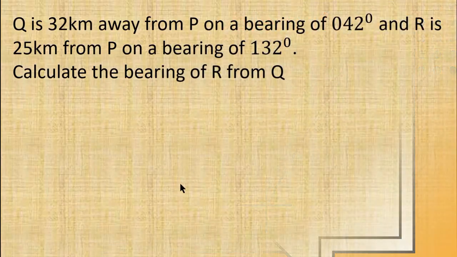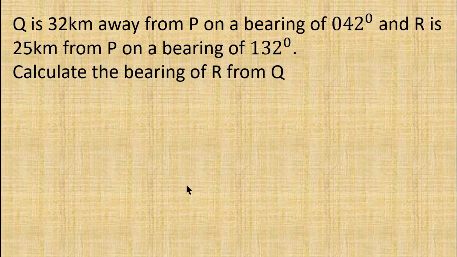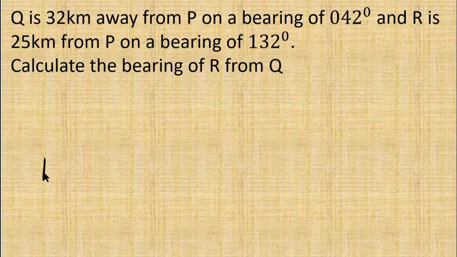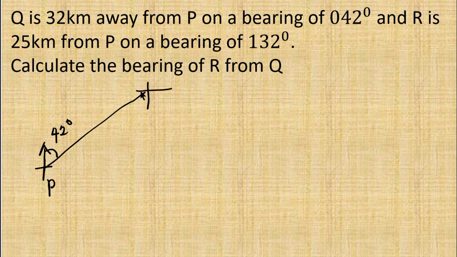Now, our question says that Q is 32 kilometers away from P. If here is P, and Q is 32 kilometers away from P on a bearing of 42 degrees. 42 degrees tells me that it's in the first quadrant, so I'm going to place it this way. Yes, 42 degrees. Then, obviously, Q. This is north of Q.